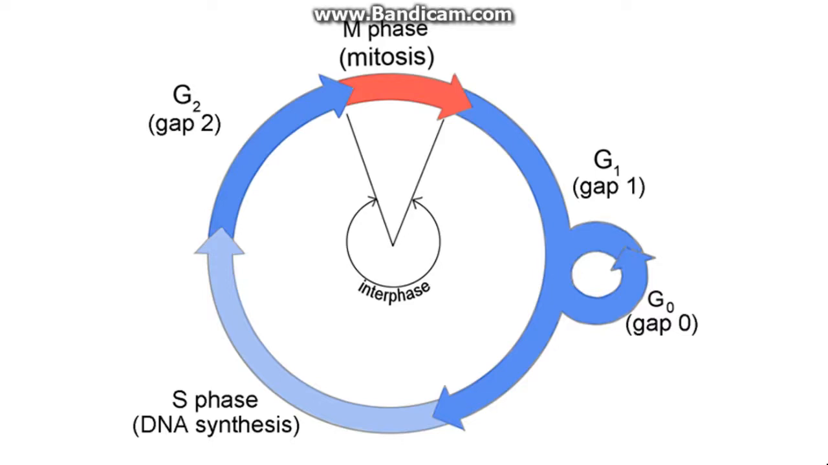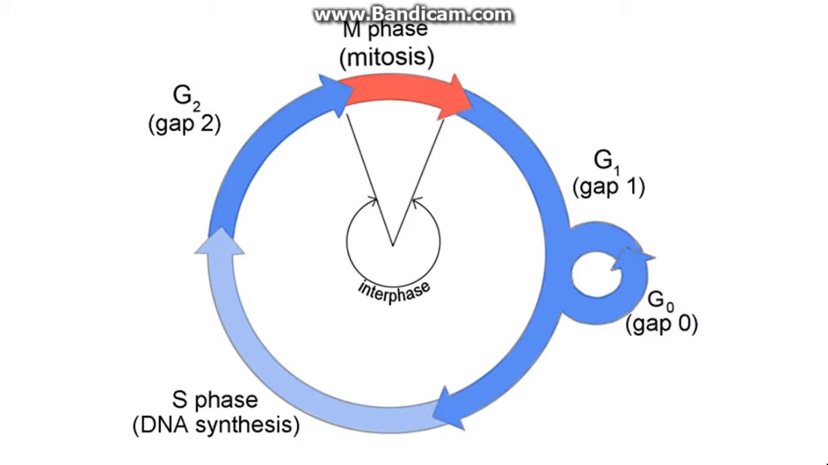Let's talk about the cell cycle. The cell cycle is the life of a cell from the time it is first formed from a dividing parent cell until its own division into two cells. The cell cycle can be split into two phases, interphase and M-phase, otherwise known as mitosis.